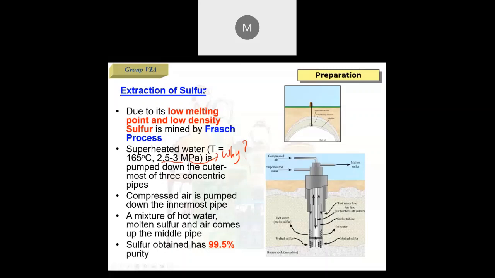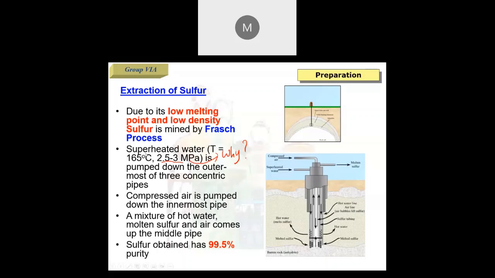Now we will look at the extraction of sulfur. This process was introduced by a German scientist, Frasch, and it's known as the Frasch process. The principle behind this process is the low melting point and low density of sulfur. It operates based on this principle.